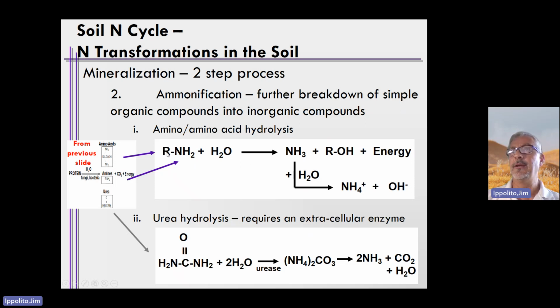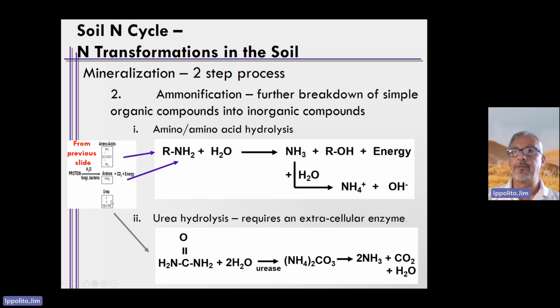But you basically take a starting point with NH2 sticking out. It's converted to ammonia gas. Ammonia gas in the presence of water can be converted to ammonium. And this is the form that plants can use, right?